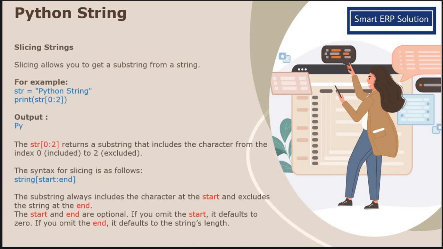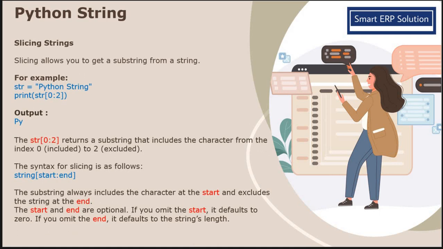Next, slicing string. Slicing allows you to get a substring from a string. For example, str within the double quotation, Python string. Print, within the brackets, str[0:2]. If we run this program, we will get py as output.